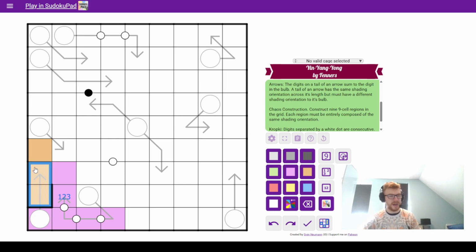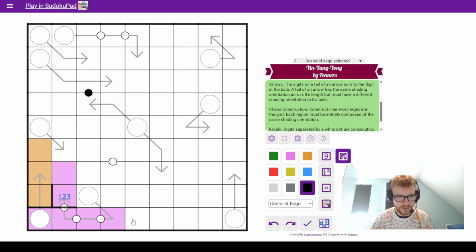I was thinking, could we have just two cells of orange, and within the yin yang rules, that's totally fine. But the chaos construction rules don't allow that because every cell has to be part of a region, and every region has to be at least 9 cells of the same color, right? If this is the border, then purple grows up there or up there. If this is the border, it does the same thing. So can we draw distinctions within the borders? Here, here, there, there, and that's kind of it.